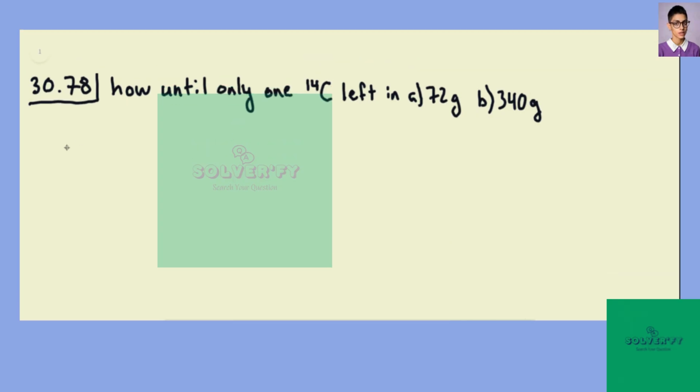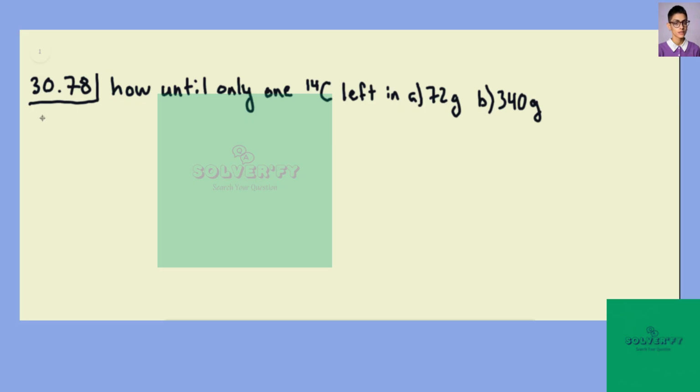Problem 78. Imagine we have a couple samples of natural carbon that contains the usual fraction of carbon-14. So we want to estimate about how long it takes until each one of them contains only one carbon-14 nucleus.